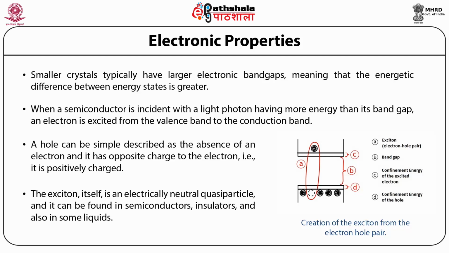The exciton itself is an electrically neutral quasi-particle, and it can be found in semiconductors, insulators, and also in some liquids. Yakov Frenkel first introduced the concept of the exciton in 1931 during the discussion of excitations of atoms in an insulator lattice.